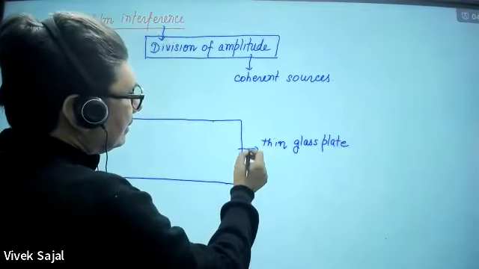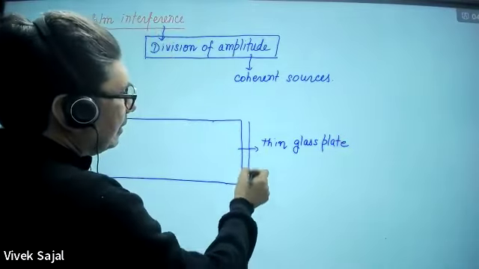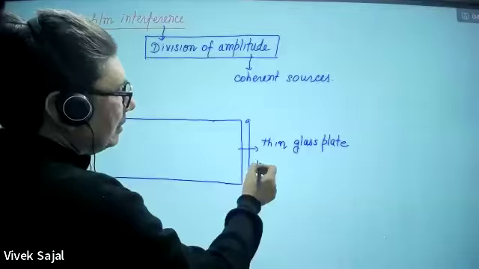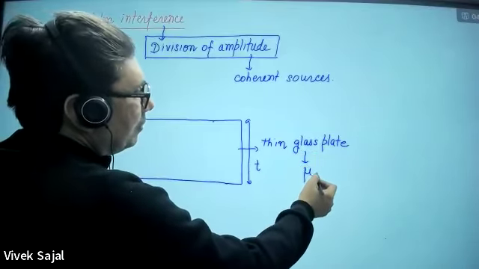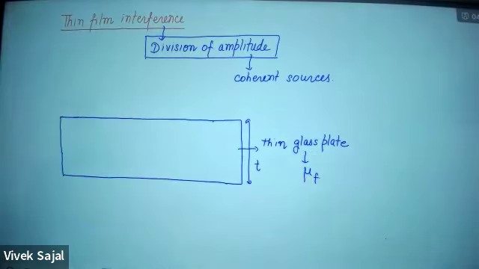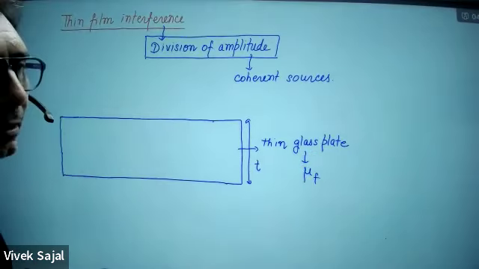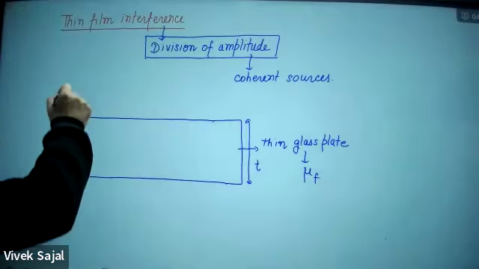Its thickness is T. What is the thickness? Thickness of this is T. And second, what is the refractive index? That is, you can say mu f. Mu f is the refractive index of this glass plate. Now, what is going to happen?